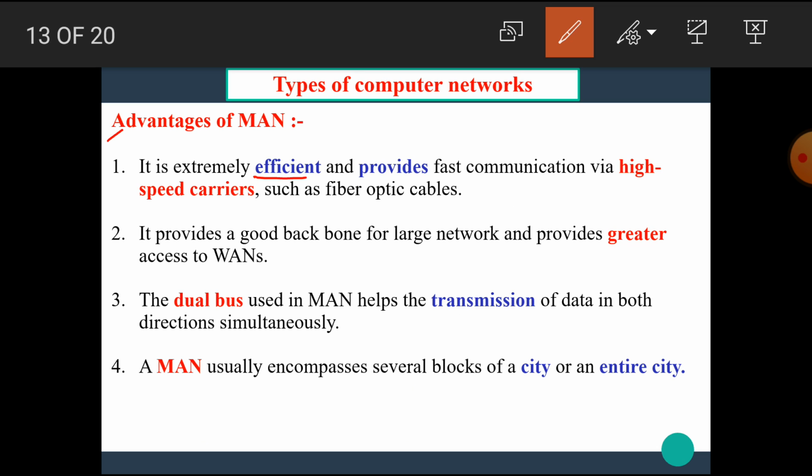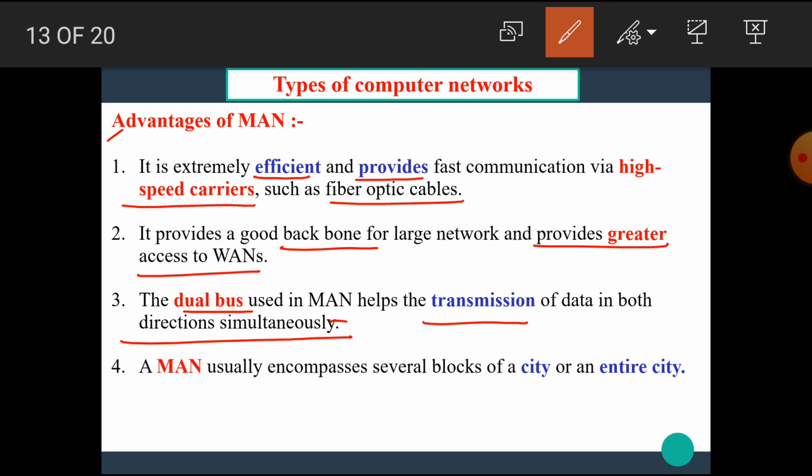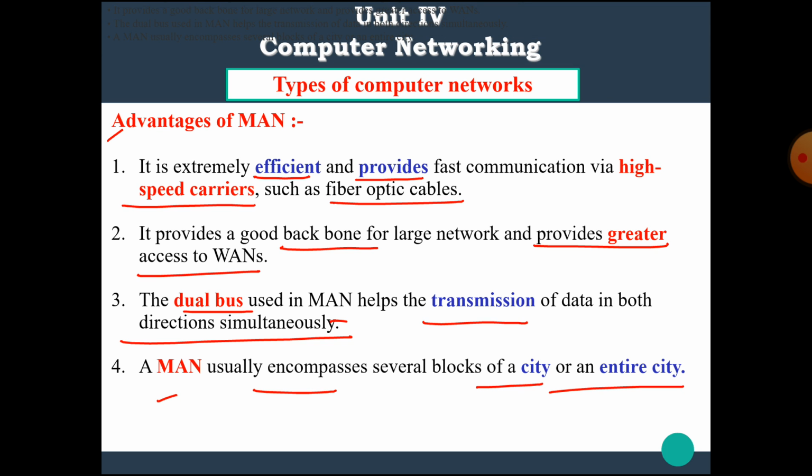It is extremely efficient and provides fast communication via high speed carriers such as fiber optic cables. It provides a good backbone for large networks and provides greater access to WANs. The dual bus used in MAN helps the transmission of data in both directions simultaneously. A MAN usually encompasses several blocks of a city or an entire city.